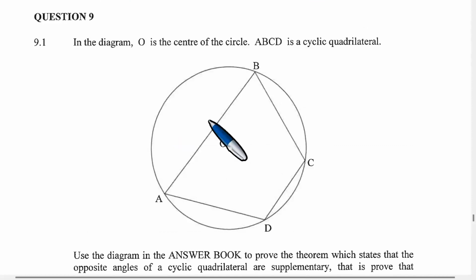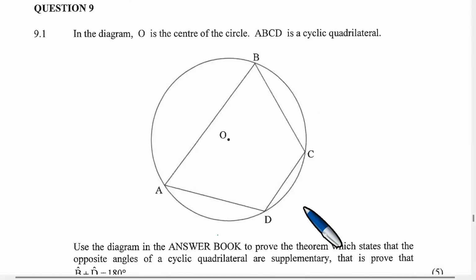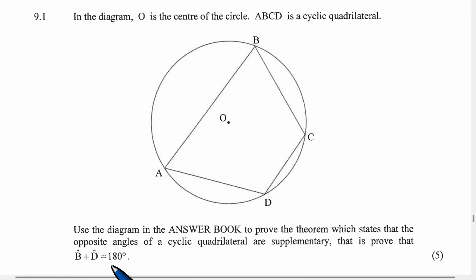Okay, in the diagram, O is the center of the circle ABCD. Use the diagram in the answer book to prove the theorem which states that the opposite angles of a cyclic quad are supplementary. That is, prove that B plus D is 180 degrees. But to prove that one, you actually need to perform a construction like so.